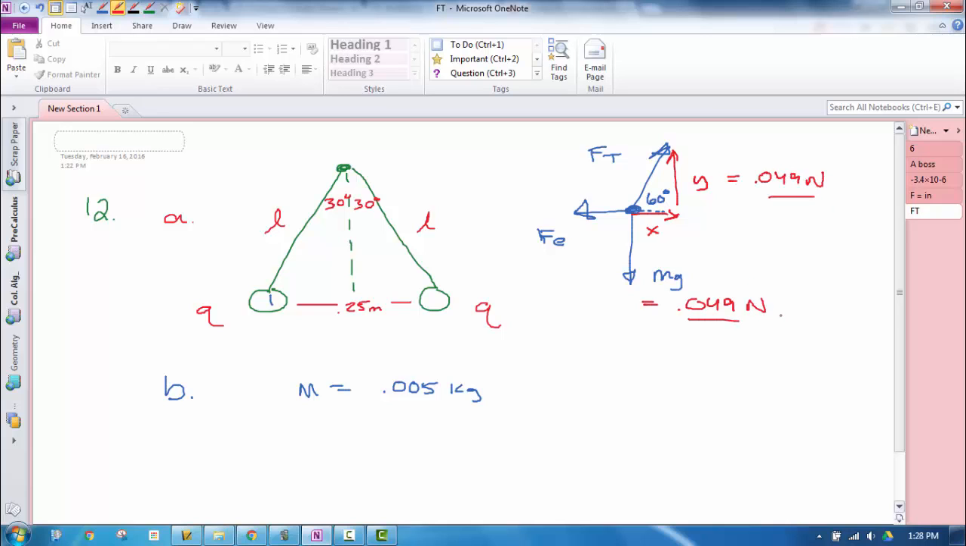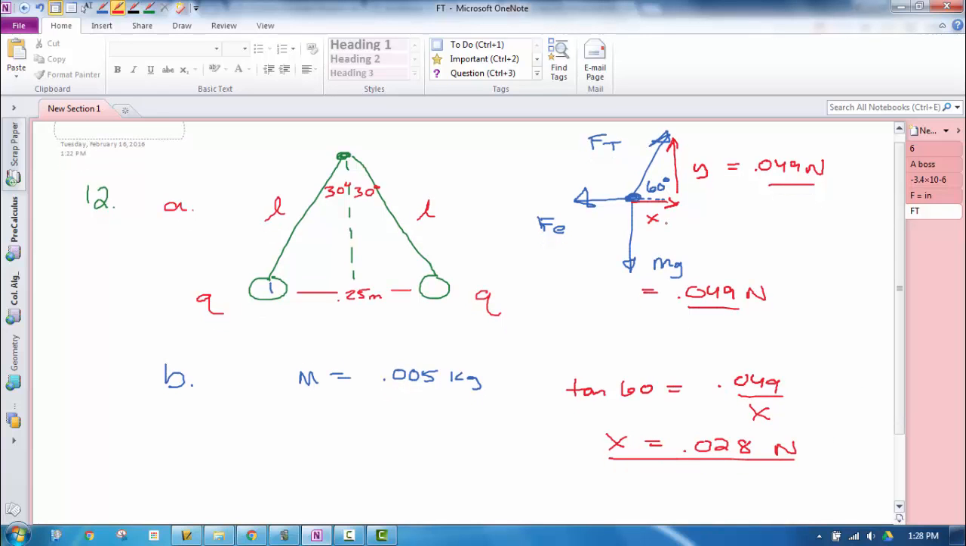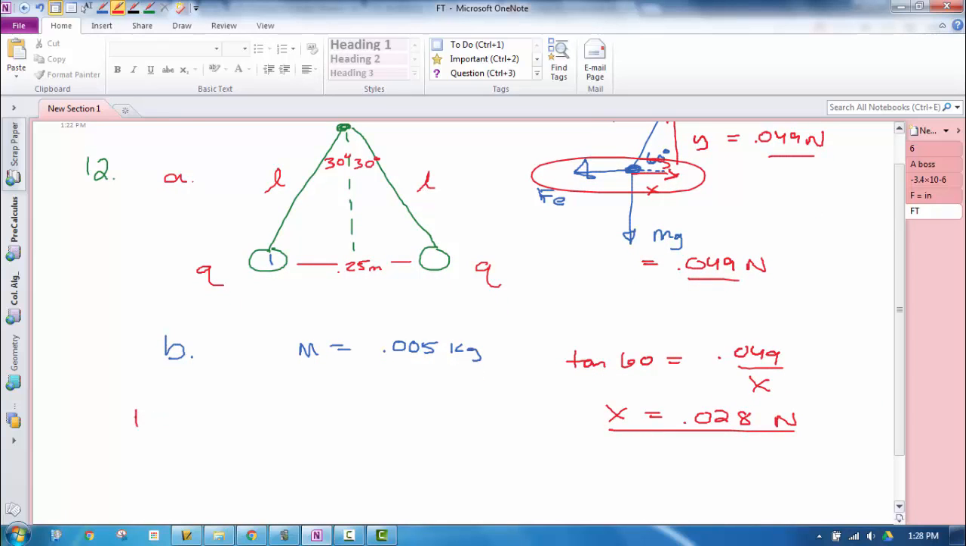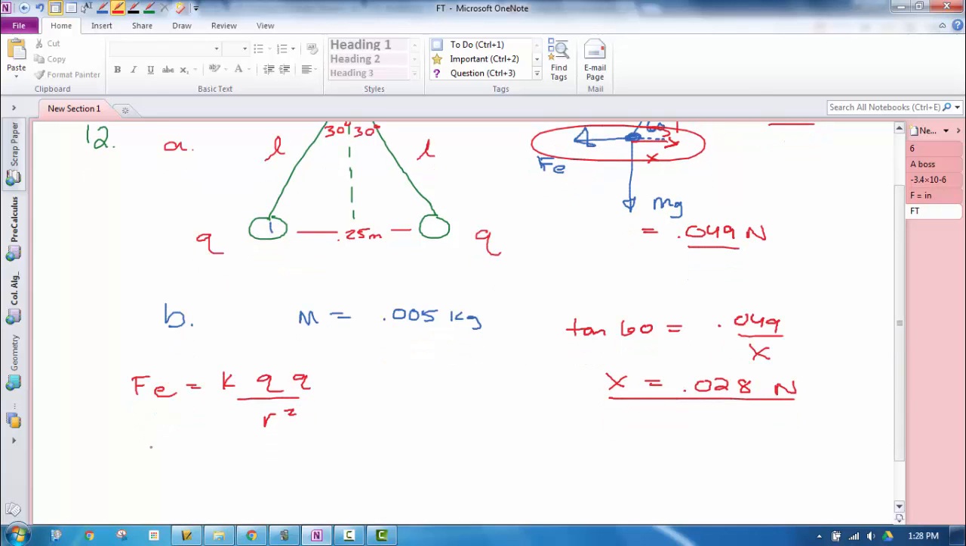So I can use tangent equals opposite over adjacent. Tangent of 60 degrees equals opposite 0.049 over adjacent x. Multiply both sides by x and divide by the tangent of 60, and you get about 0.028 newtons. That's this force here, which has to be equal to the electric force because those have to be equal and opposite. So now I'm going to set the electric force, which is equal to k q times q over r squared, where we know some of these values. The force now is 0.028 newtons.